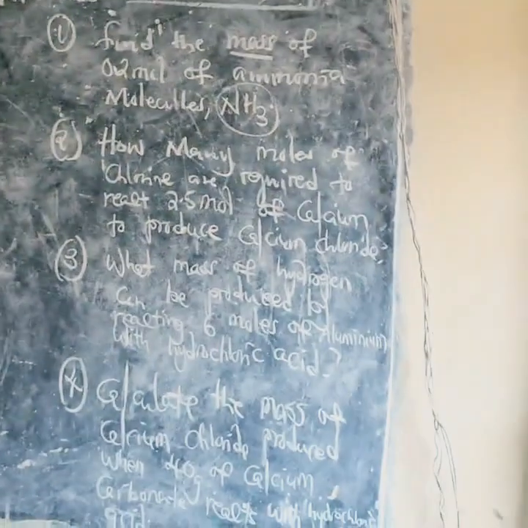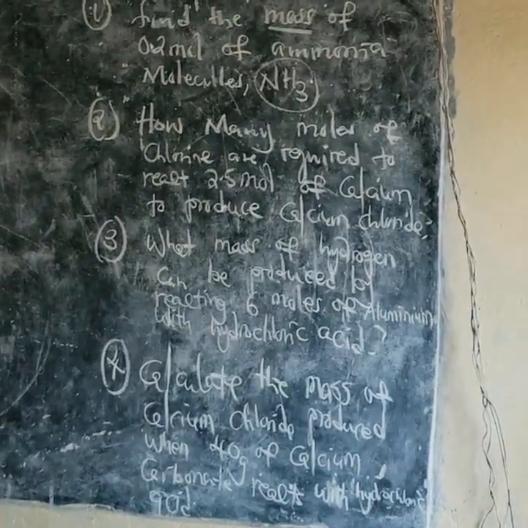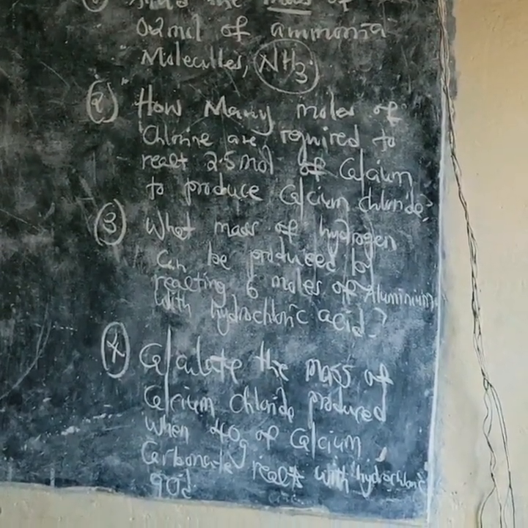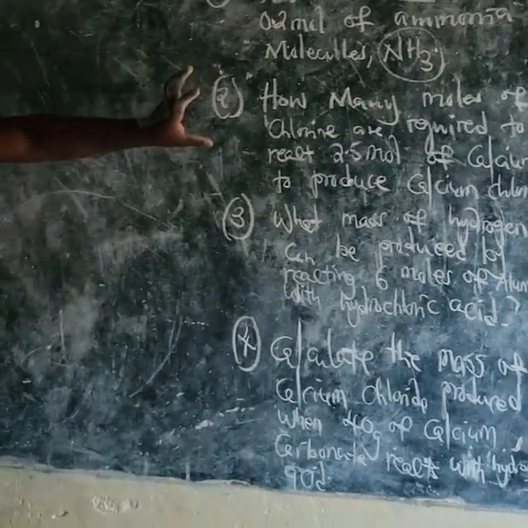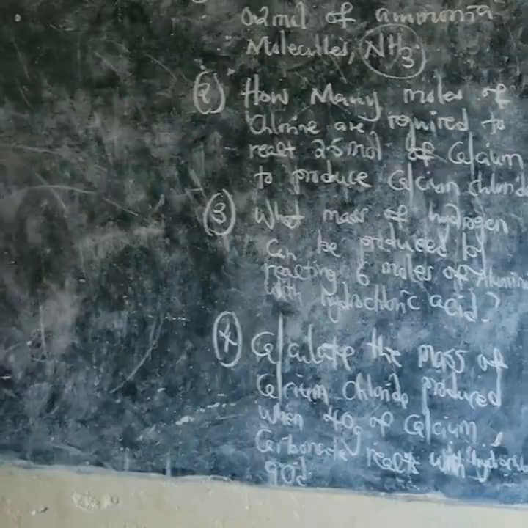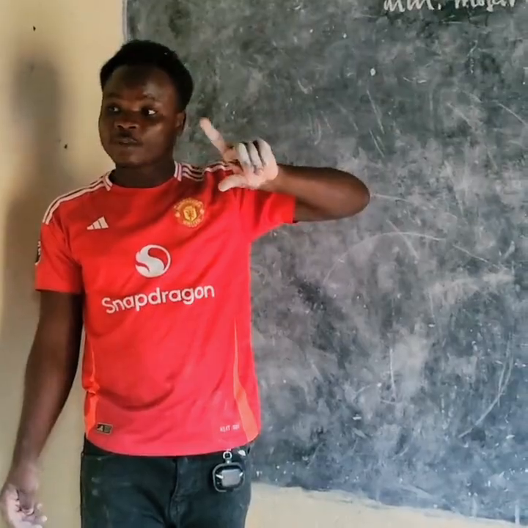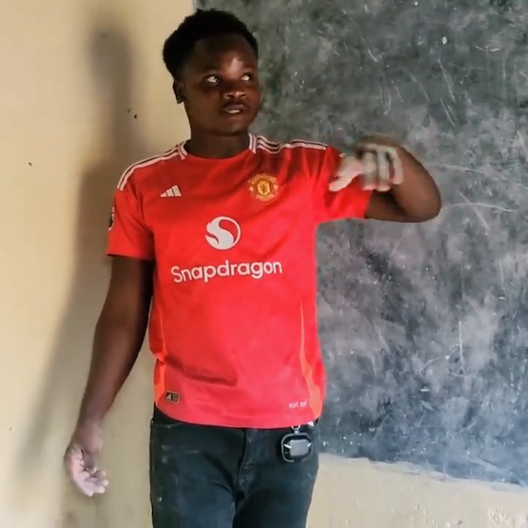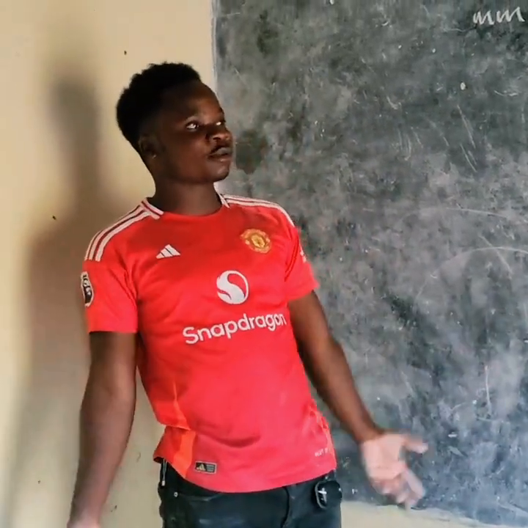How many moles of chlorine are required to react 2.5 moles of calcium to produce calcium chloride? So this is question 2, which needs an equation. Question 1 is different: they will ask you about an element or a compound without telling you how that element or compound came about, so you just use the equation.